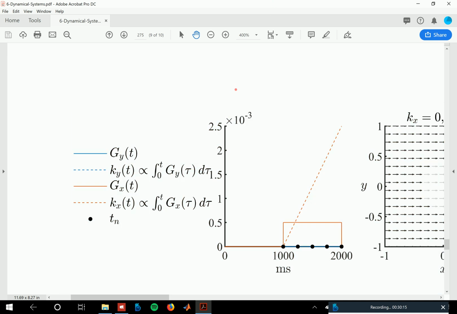Although it's actually the same. So this is our y gradient waveform in blue. Its time integral in this example is 0, and then for x you have this waveform and its time integral here, and then you have the time points of when data is acquired. At 0 there's the excitation. At 2000 the whole excitation experiment is over.